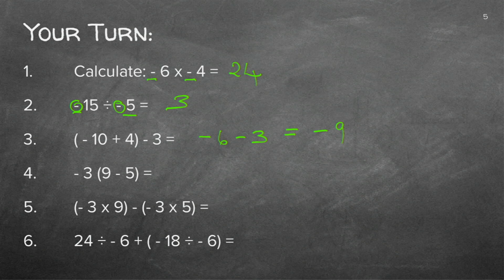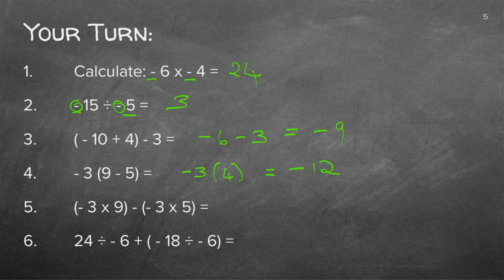Now, -3 times (9 minus 5) in brackets. So 9 minus 5 is easy. That gives us 4. So -3 times 4 will give us -12, because it is a minus and a positive.